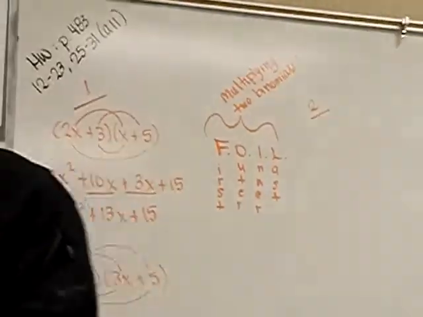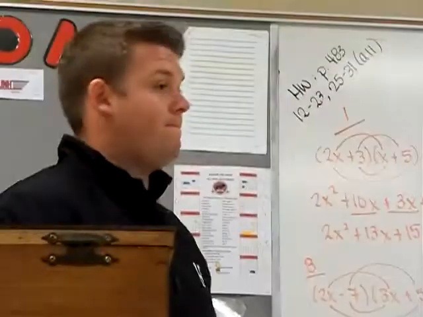All right, attempt page 481. Attempt where it says 2b, 12b squared minus 7b minus 10. All right, I got 15 from somewhere.